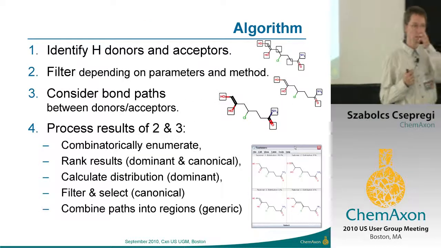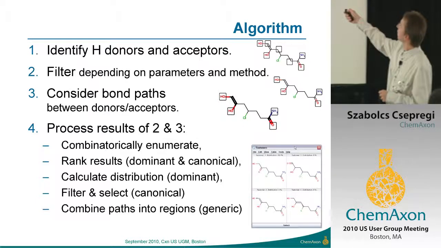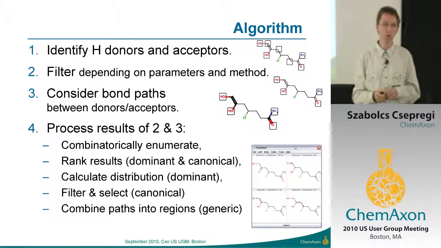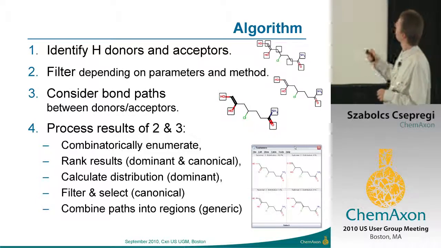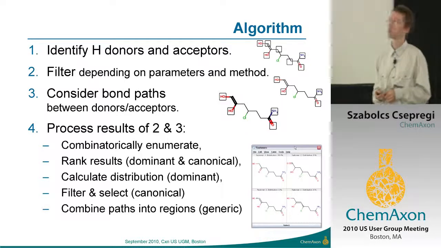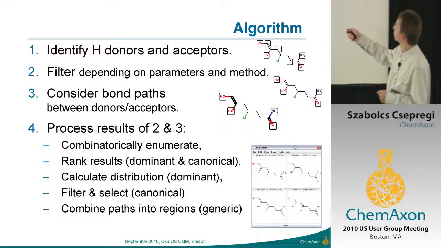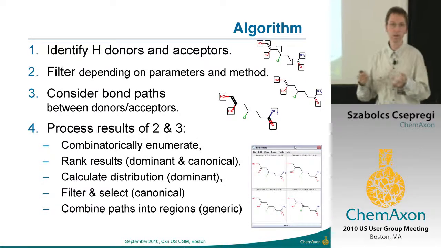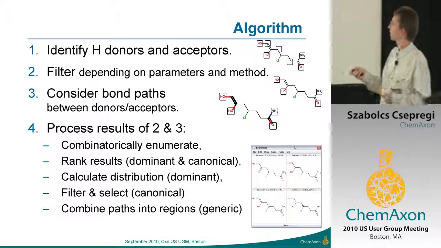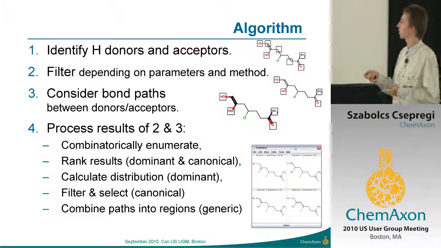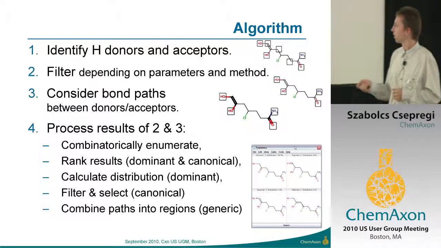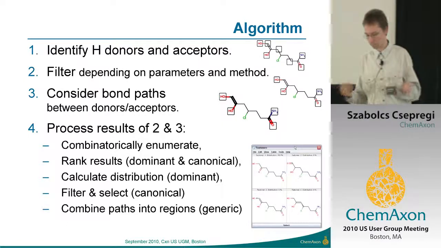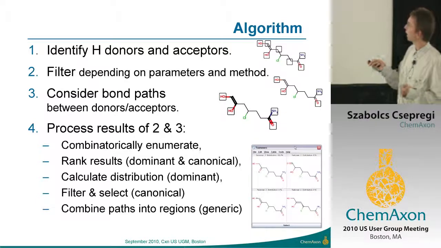This slide shows the process, how we identify the tautomers. First, we identify which are the atoms which can lose or accept a proton. Then we filter them, so remove them based on the parameters of the plugin, and then we consider the paths between these acceptors and donors, and then based on the method, we either combinatorially enumerate all the possibilities, or rank the results to get a dominant or a canonical tautomer, and then calculate the distribution for the dominant tautomer. And in case of the generic tautomer, we combine these into tautomer regions. I will tell where it is useful.